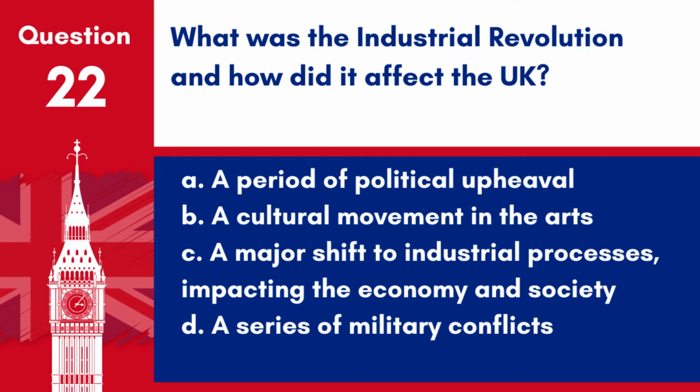Question 22. What was the Industrial Revolution and how did it affect the UK? A. A period of political upheaval. B. A cultural movement in the arts. C. A major shift to industrial processes impacting the economy and society. D. A series of military conflicts.